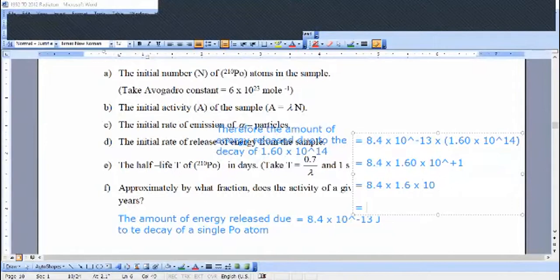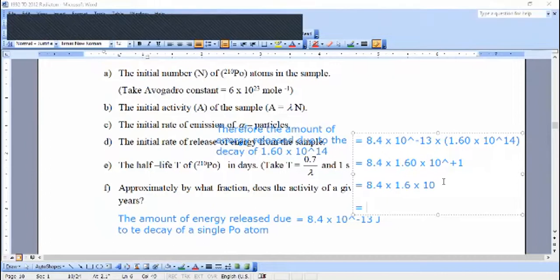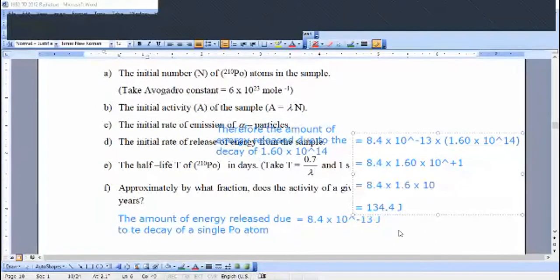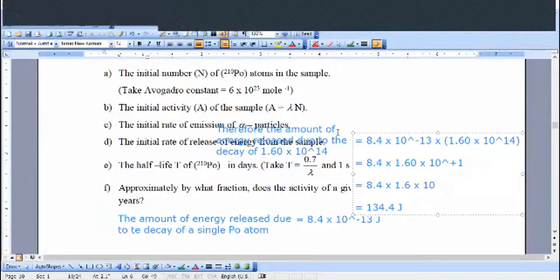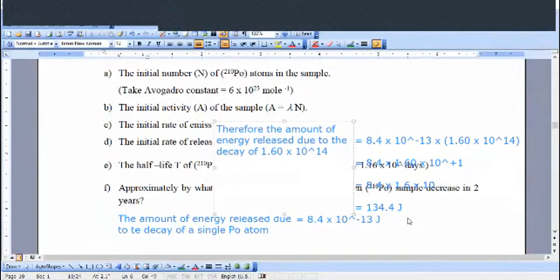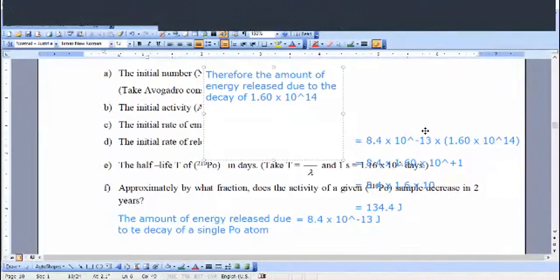I think the student who gave me the answer is correct. 8.4 should be multiplied by 1.6 and that should be multiplied by 10. So that is 134.4 joules. So this much energy is given out due to the decay of this many atoms. Okay, dear. Now please check whether this answer is correct.